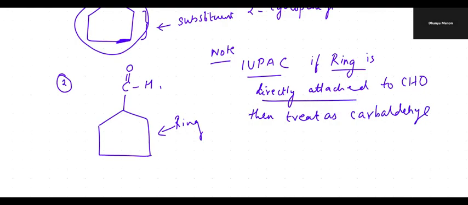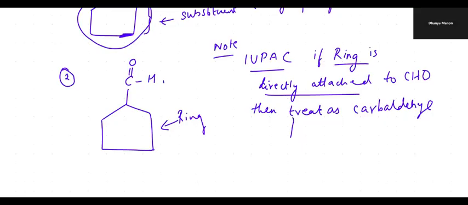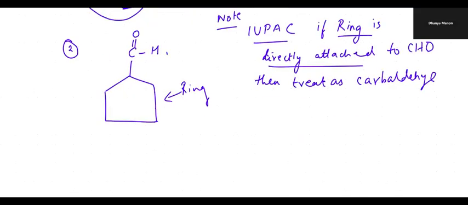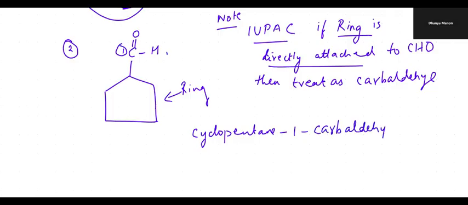So now in this case, what would be the name? Please take a note of this, okay? Now in this case, what would be the name? Cyclopentane. Obviously, this will be the first position. 1 carbaldehyde, which is the preferred name. Okay, this is the preferred name by IUPAC because they have said that if the ring is directly attached to CHO group, then treat it as carbaldehyde.